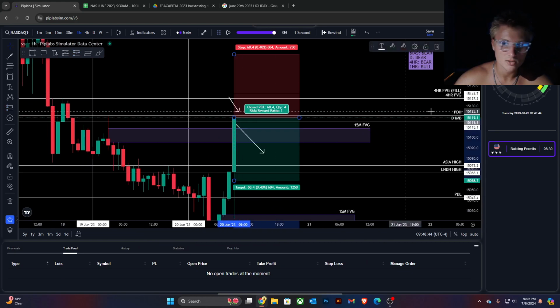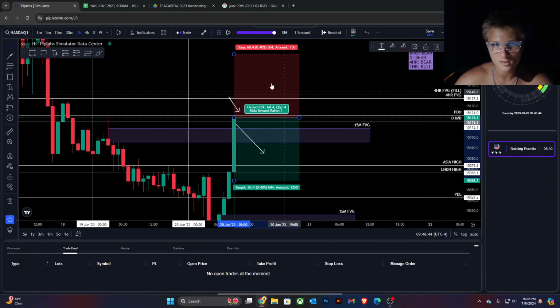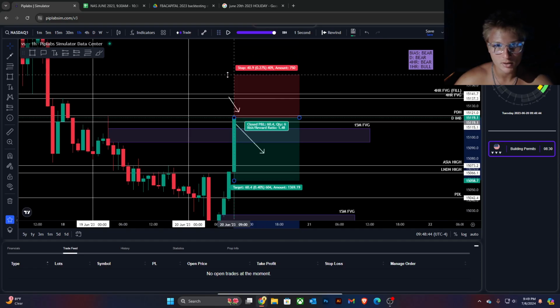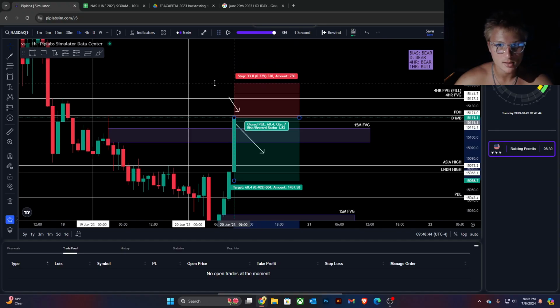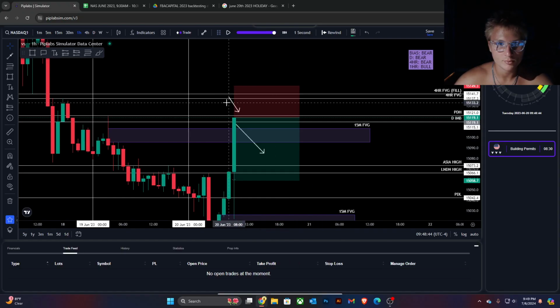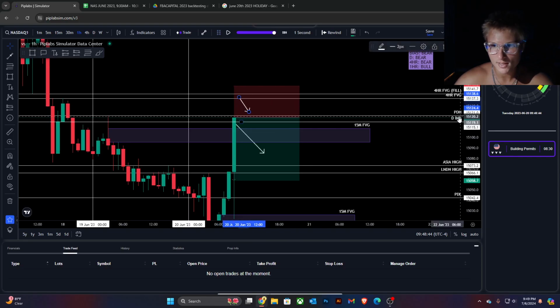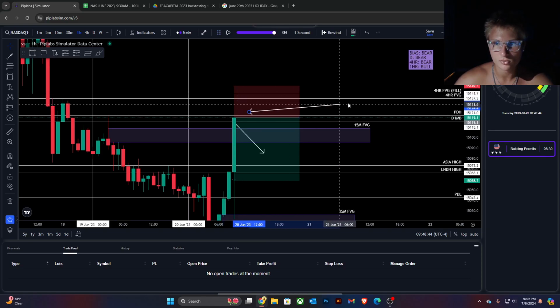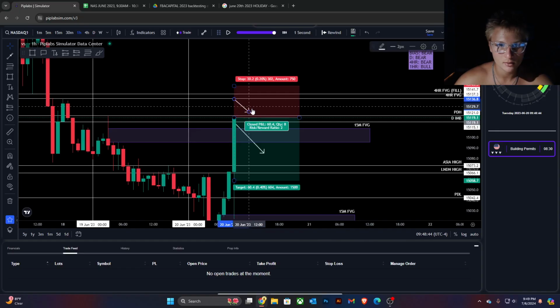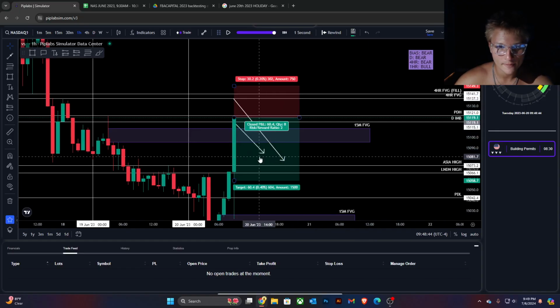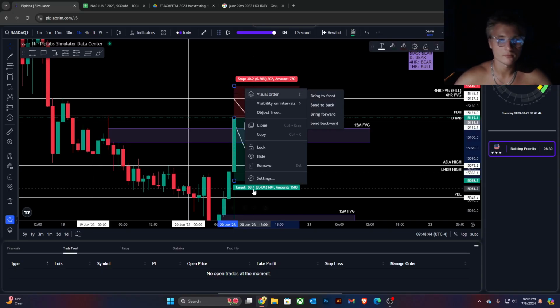If price wants to run these previous day's highs as well, it's okay, because I have a safe stop loss, 30 points. Even if price wants to run previous day's highs, tap into this 4-hour gap here, and then continue down, that's okay, because I will be protected here.